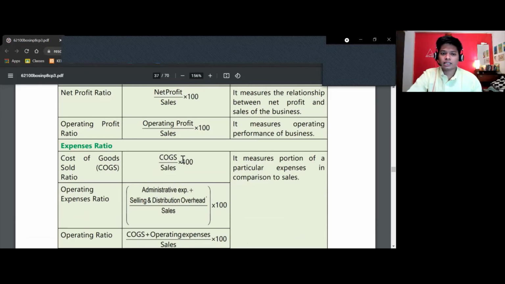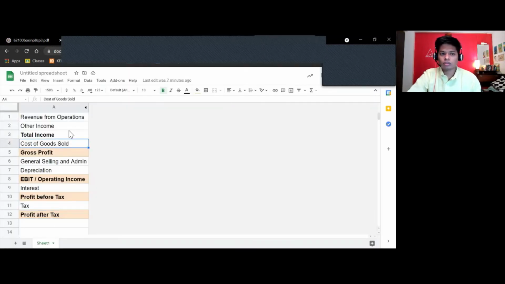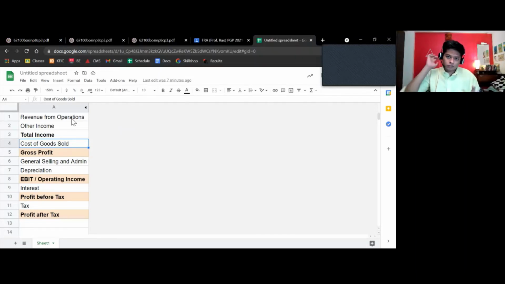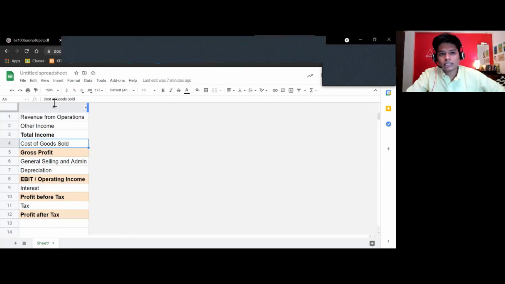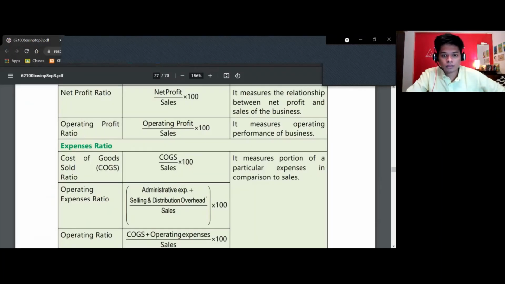Expense ratio is cost of goods sold divided by revenue from operations. This gives you what percentage of your sales is your cost of goods sold. So if one company has a cost of goods sold of 60%, and another company has 25%, that means 60% of the value of that good is coming out of the cost of that good. So maybe that could be minimized. That's how you refer to cost of goods sold. So COGS is divided by sales.